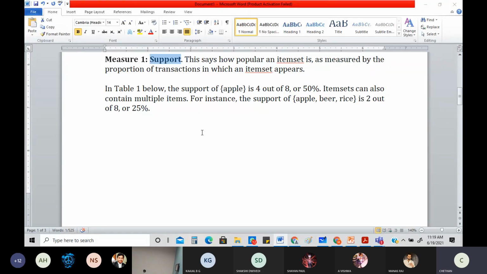What is support? This shows how popular an item set is, measured by the proportion of transactions that contain it. Think of the ones that you see here. Probably you can see very clearly the table that I have. I'm going to put all these things in; it is already there in your PPT. You don't have to worry.